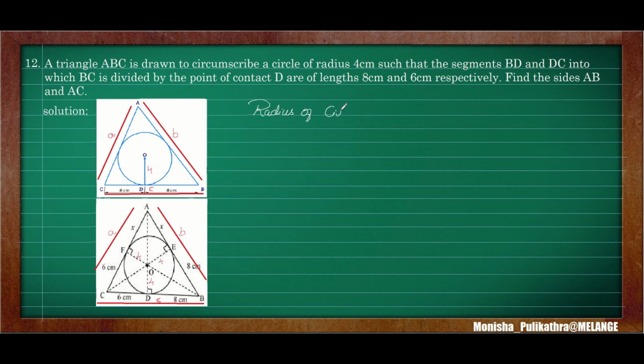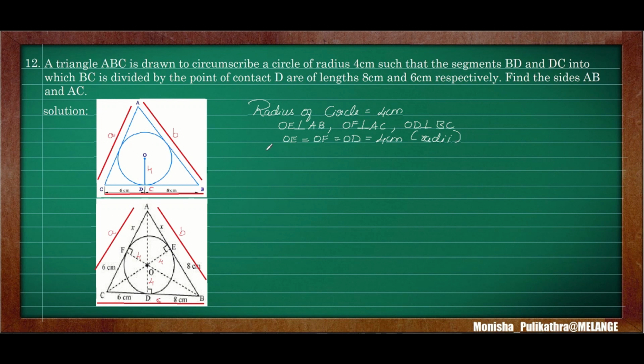The radius of the circle is equal to 4 centimeters, given. So what we will do here: OE is perpendicular to AB, OF is perpendicular to AC, and OD is perpendicular to BC. So OE is equal to OF is equal to OD. All are radii, therefore 4 centimeters. These are radii. So this is the information.